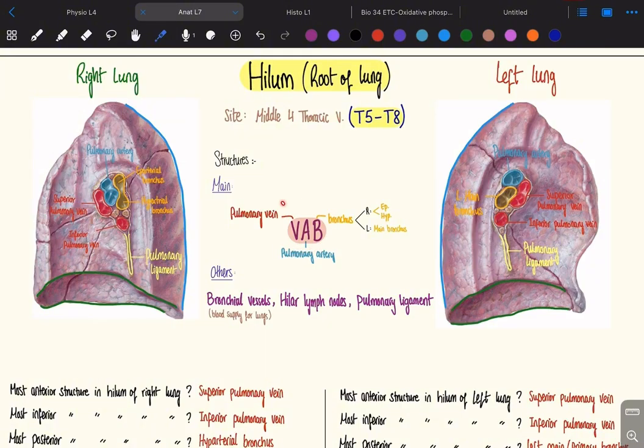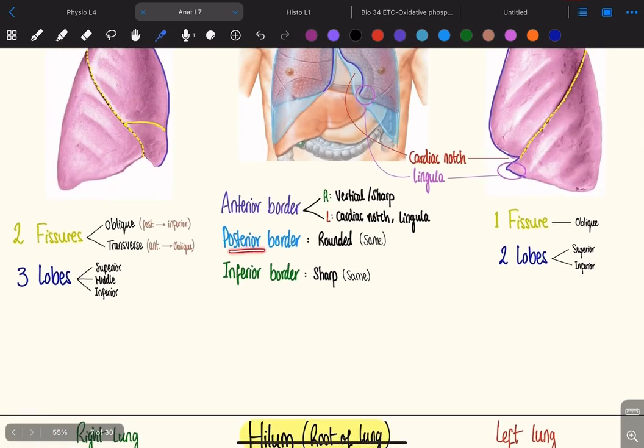V is for pulmonary vein, A is for the pulmonary artery, and B is for the bronchus, okay? So the pulmonary vein and pulmonary artery are both the same on both sides, on the right and on the left. The bronchus is the one that is different. Here we said the posterior border and inferior border are the same, but the anterior has a difference.